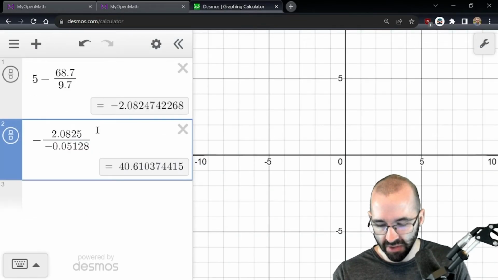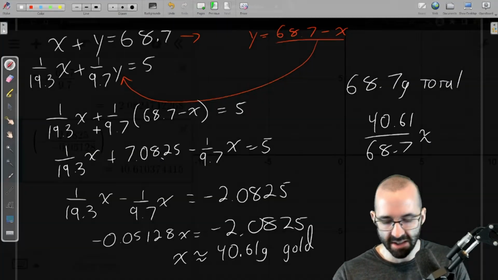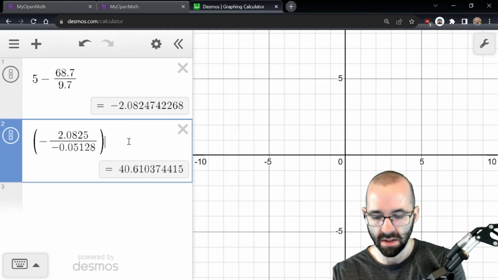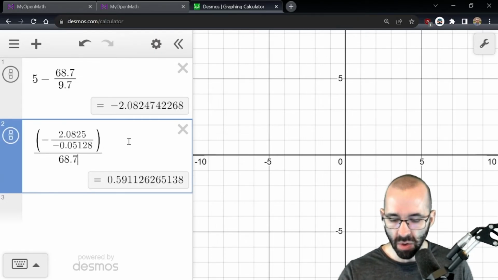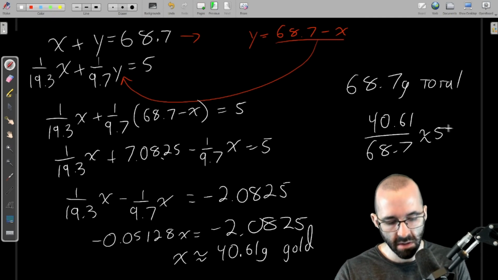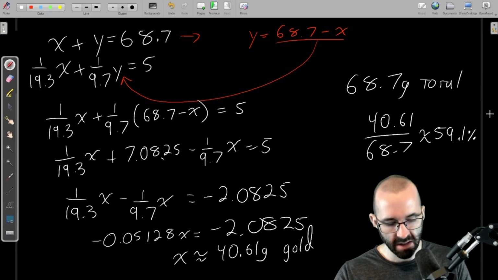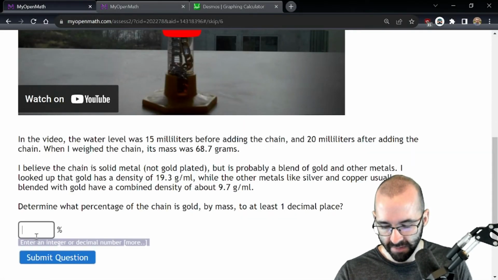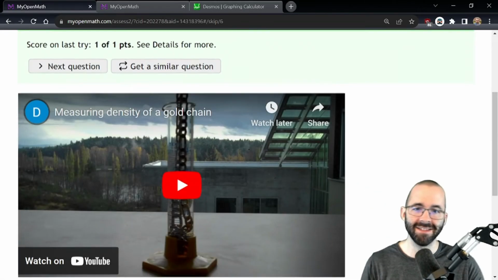This number that we just found divided by, I don't want to mess this up again, 68.7. Is about 59.1% gold. Let's see if it likes our answer. 59.1%. We got it. All right.